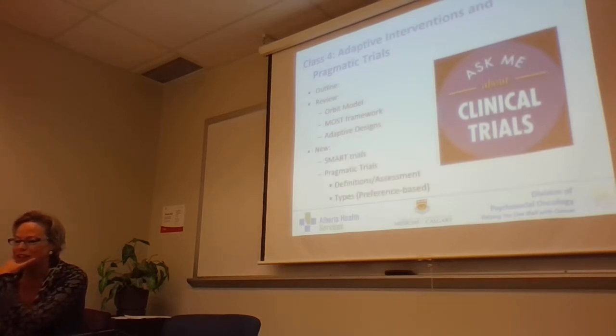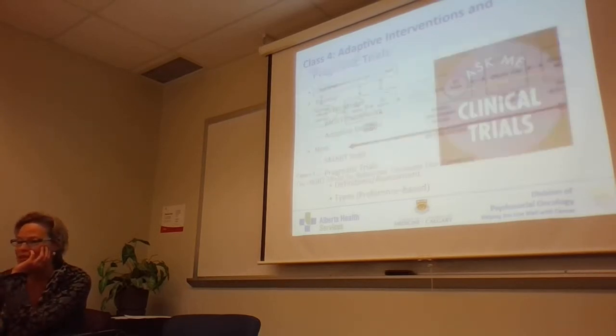And then the new stuff for this class will be a specific type of adaptive design called SMART trial. And then we're going to talk about pragmatic research, so the distinction between pragmatic versus explanatory trials. So a little bit about definitions, assessment, and then talk about some types of pragmatic trials. And today, we might not even get to it, but if we do, we're just going to cover the preference-based trial and leave some of the others for next time. Sound good? All right, let's do it.